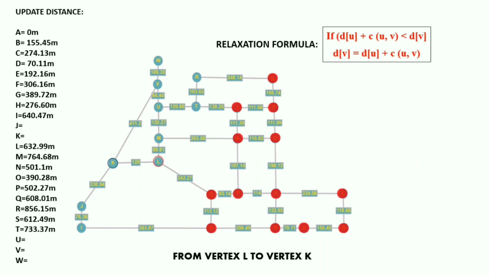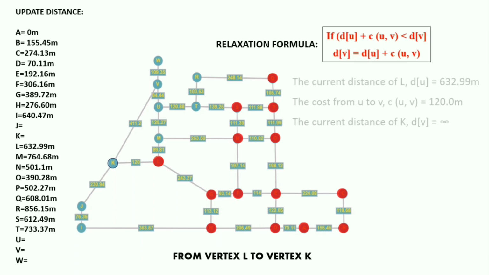Next, if we find the shortest path among 632.99 meter, 764.68 meter, 640.47 meter, 733.37 meter, 856.15 meter, and infinite for all other remaining vertex, the shortest path is 632.99 meter. So we will pick vertex L. The vertex connected to vertex L are vertex K and vertex M, but not vertex G because we already visit vertex G. So we perform relaxation to the connected vertex.